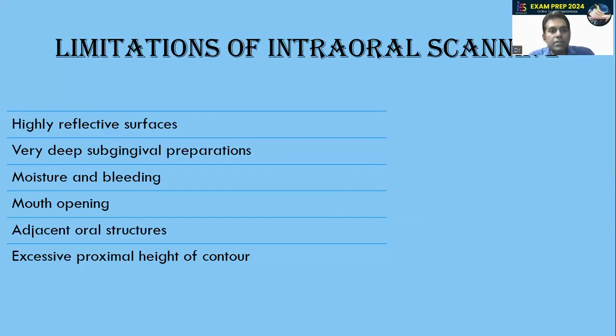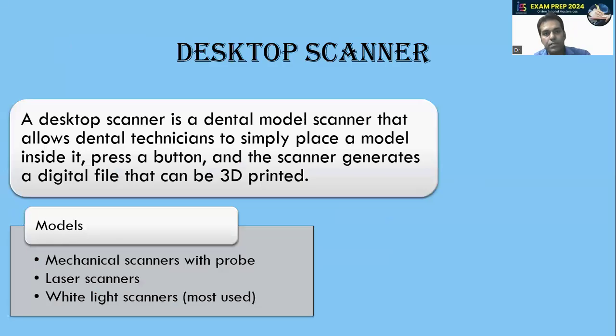The next limitation is very deep subgingival preparation. They cannot be recorded precisely. Then moisture and bleeding affect the quality of scanning. Mouth opening is very important. Whenever you come across a patient with restricted mouth opening, the scanning procedure gets affected and it will affect the final outcome. Then adjacent oral structures may interfere with the scanning, and excessive proximal height of contour will affect the scanning procedure.